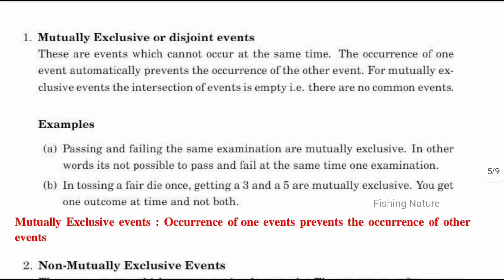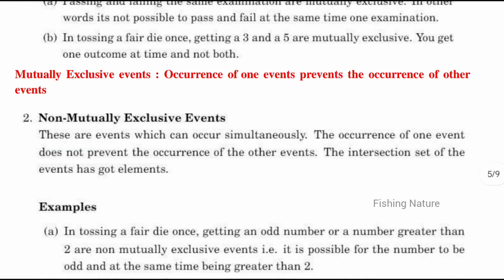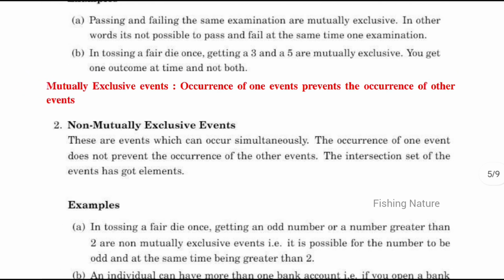It is an example. If you write the exam, you can pass or fail in one chance. At the same time, both events cannot occur. Only a single event can occur. If you write an exam, you can pass or fail. It is mutually exclusive. Mutually exclusive events means the occurrence of one event prevents the occurrence of the other events.